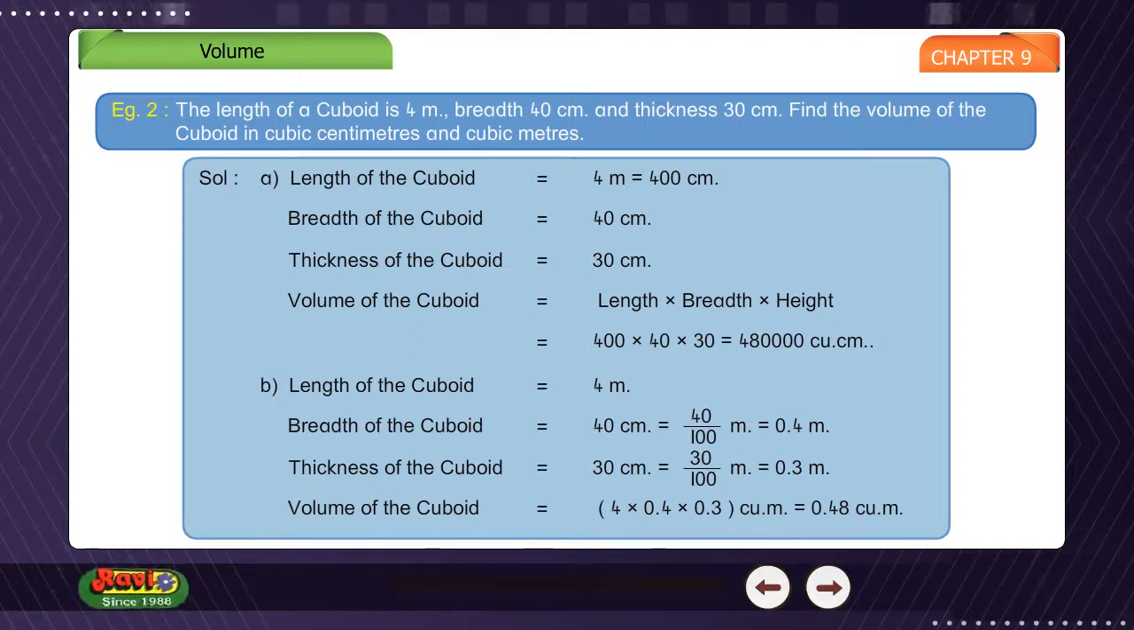Breadth of the cuboid is equal to 40 centimeters, is equal to 40 by 100 meters, is equal to 0.4 meter. Thickness of the cuboid is equal to 30 centimeters, is equal to 30 by 100 meters, is equal to 0.3 meter. Volume of the cuboid is equal to 4 into 0.4 into 0.3 cubic meter, is equal to 0.48 cubic meter.